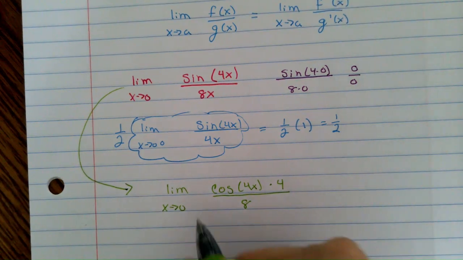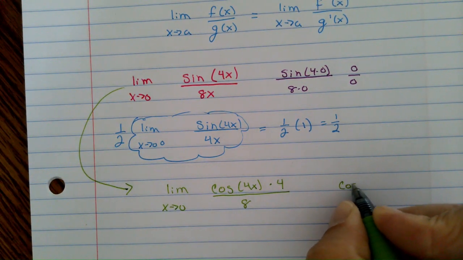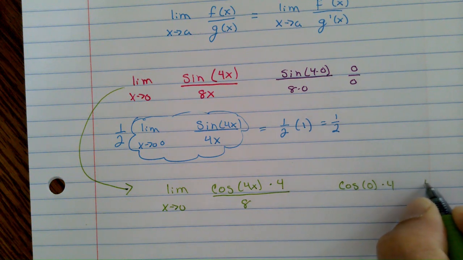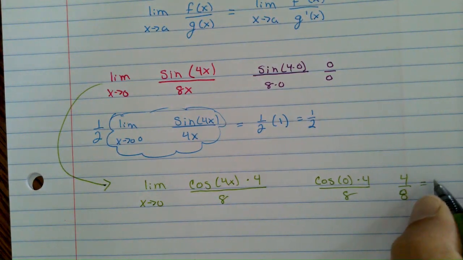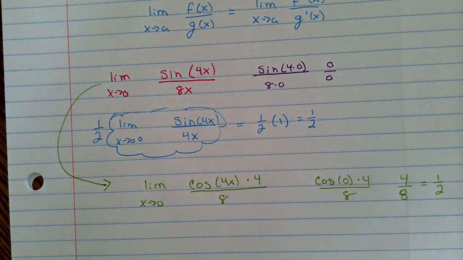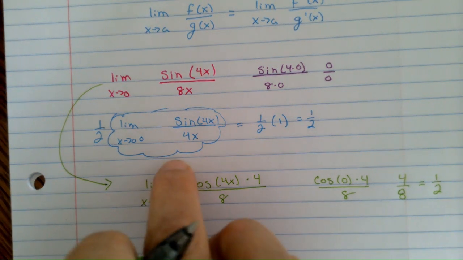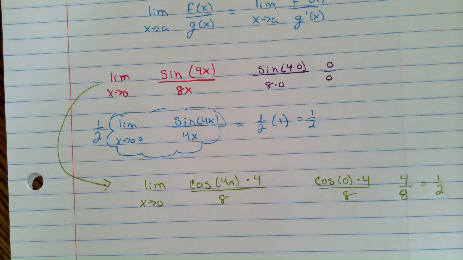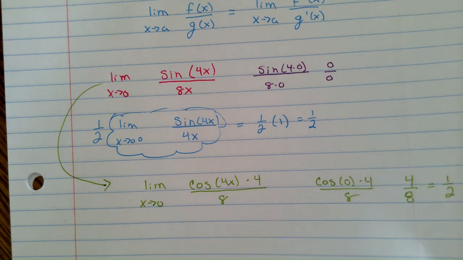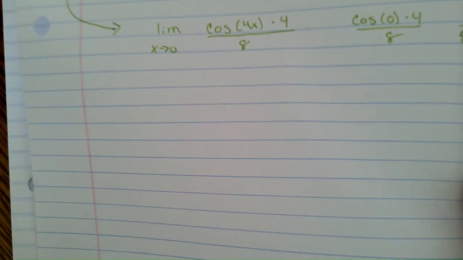So let's check that out. Cosine of 4 times 0 would be the cosine of 0, which is 1 times 4. That's 4 over 8. And 4 over 8 is definitely equal to 1/2. So L'Hopital saved us from memorizing a rule in this case. So if you were memorizing that rule from earlier in the calculus year, can L'Hopital replace it for you? Absolutely. You just have to make sure that you have an indeterminate form before you do it. Could you check it graphically and kind of do the squeeze theorem? Absolutely. You could test 0.00001 and negative 0.001. That would be fine.